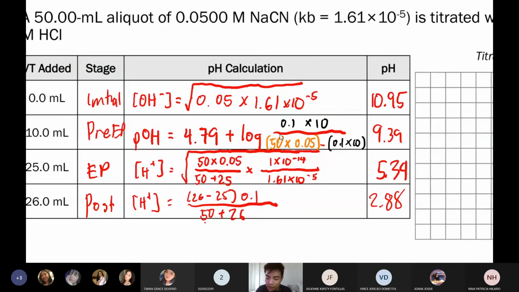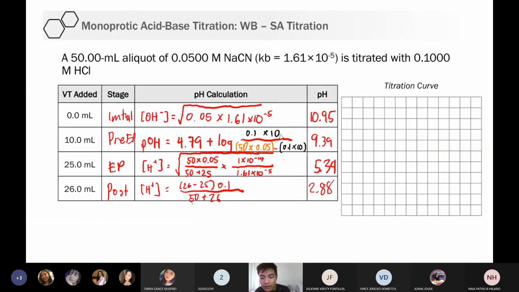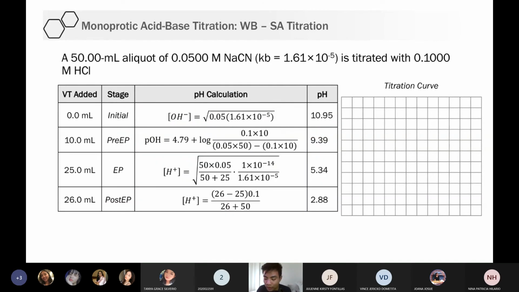Okay, so that's how we solve weak acid and weak base titration curves, titration problems. So ito, tinype ko na dyan yung solution. So alam niyo na, bakit ganyan yung tinype ko dyan. Okay, so may meaning lahat ng mga yan. Hopefully gets na sila. Pag di pa rin, pwede nyo ako tanungin.